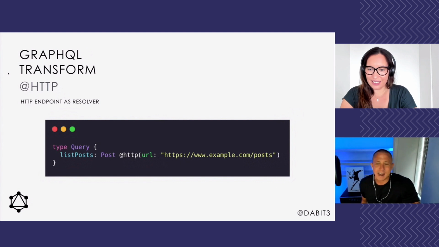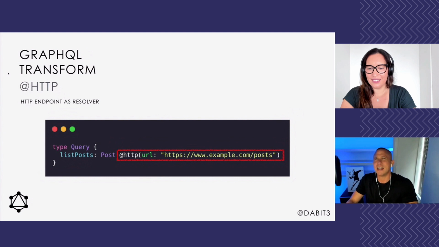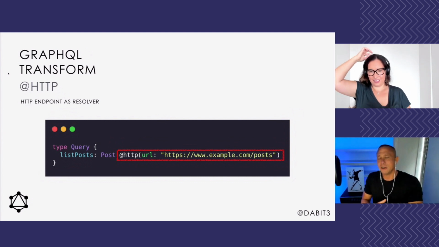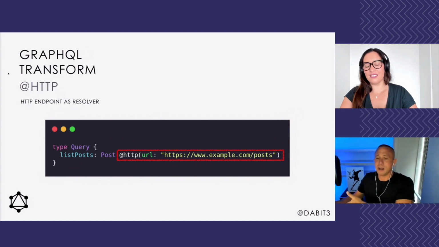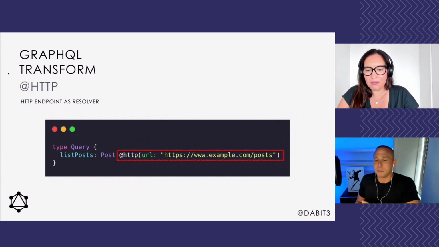And then we have the @http, which is similar to the function in the sense that it's kind of an escape hatch. So let's say you have a microservice architecture. You can either use the function or the @http to interact with another third-party HTTP endpoint. This is a really simple way to say, okay, I want to query or make mutations to an existing endpoint. You could just add this @http GraphQL Transform.